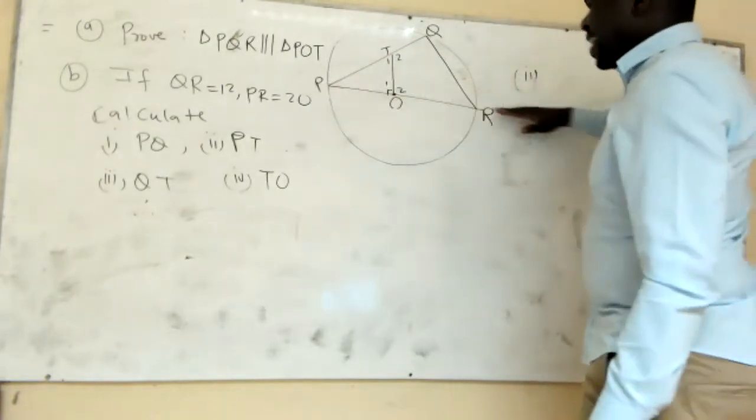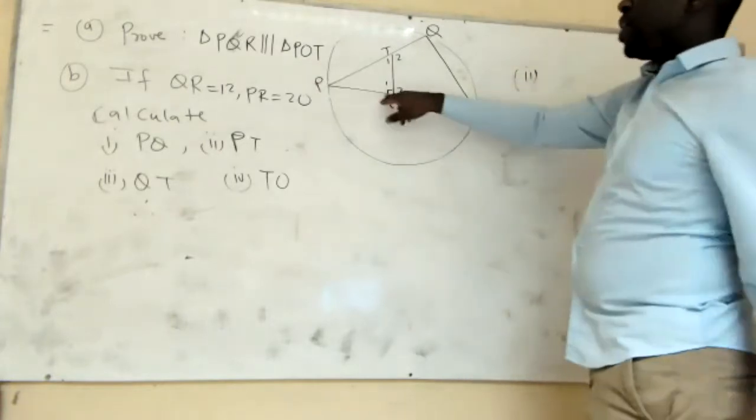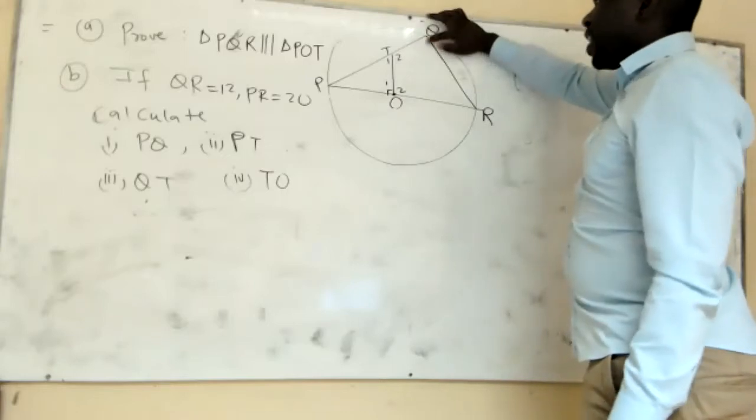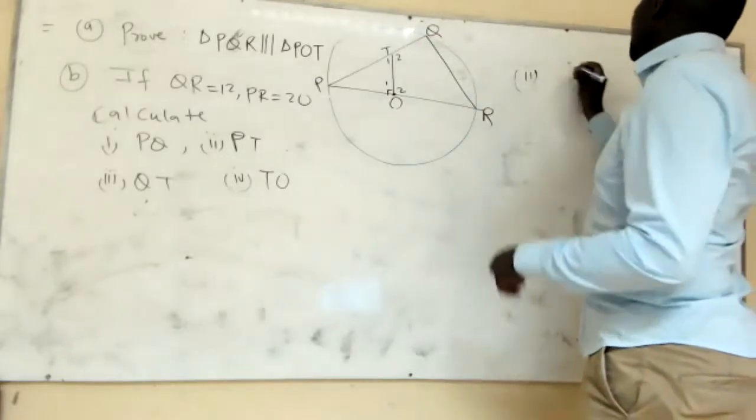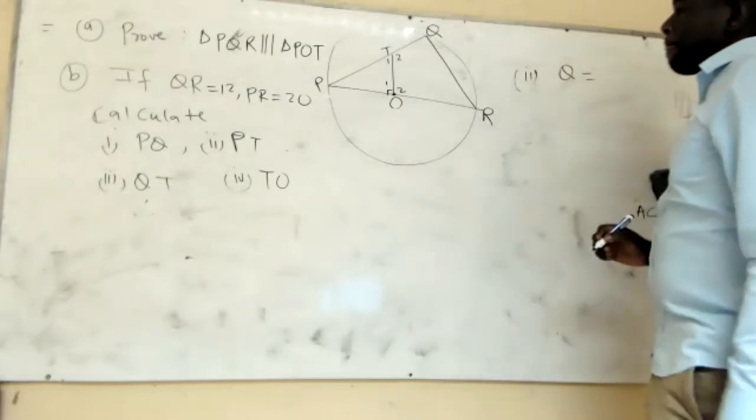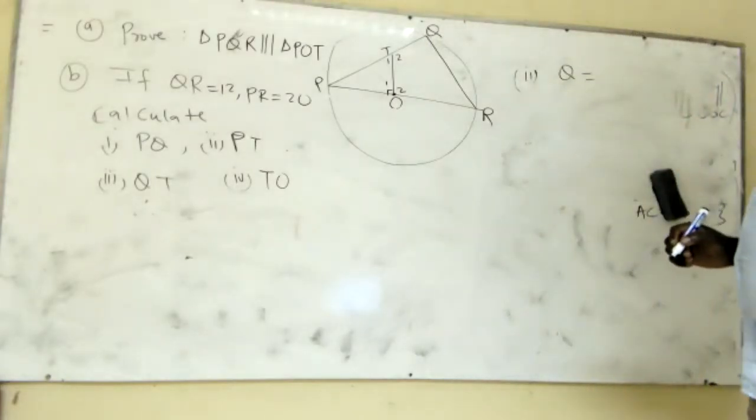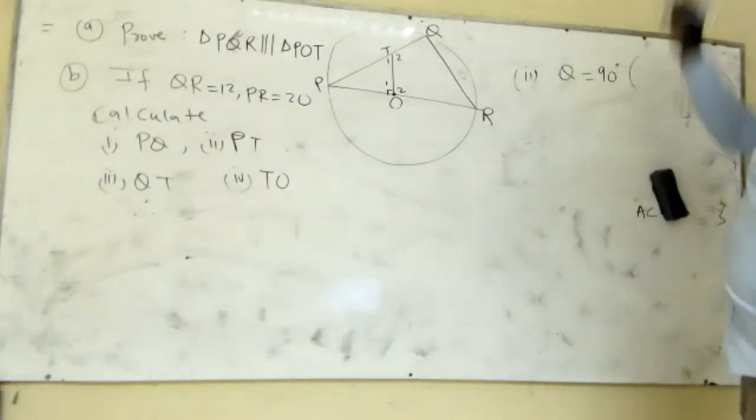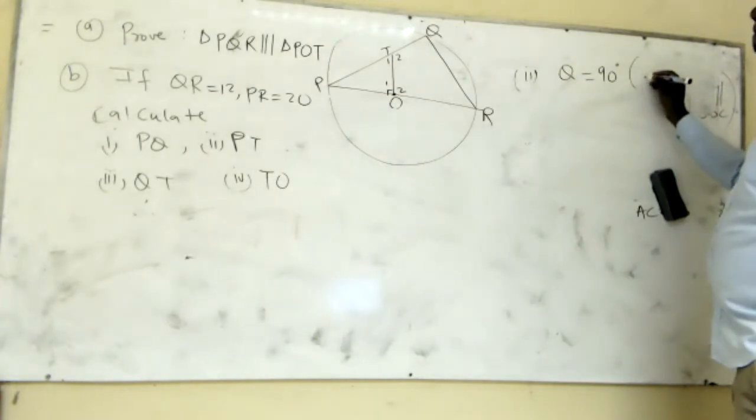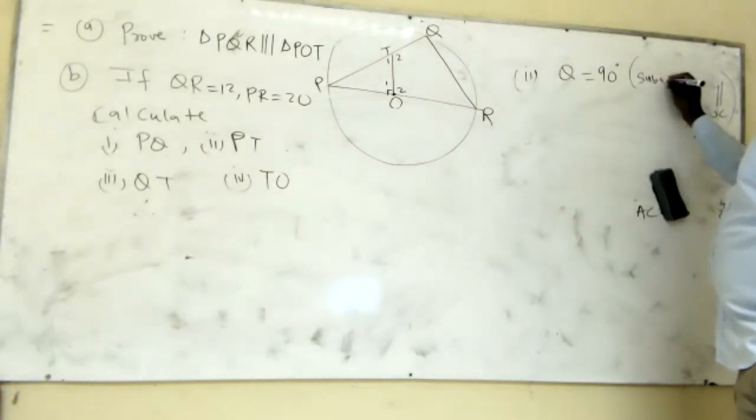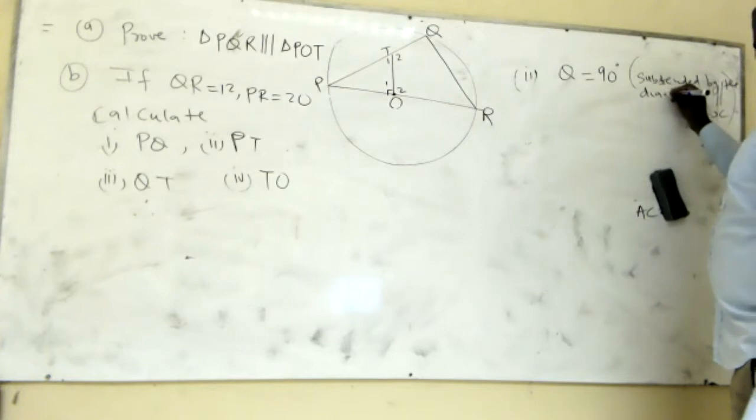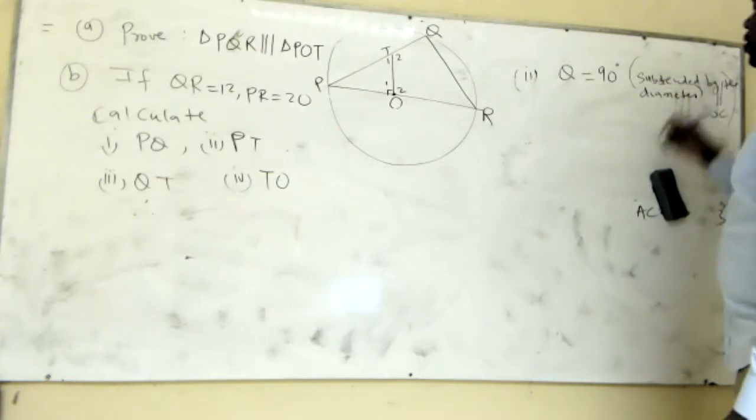So we're given that this line is a diameter. It passes through the center of the circle. So if it is a diameter, we know the value of the angle for Q. What will be the value of Q in this case? 90. Q is equal to 90 degrees. Why is it 90 degrees? It's because it's subtended by the diameter, right? Yes. That is the simple reason we can give about that.